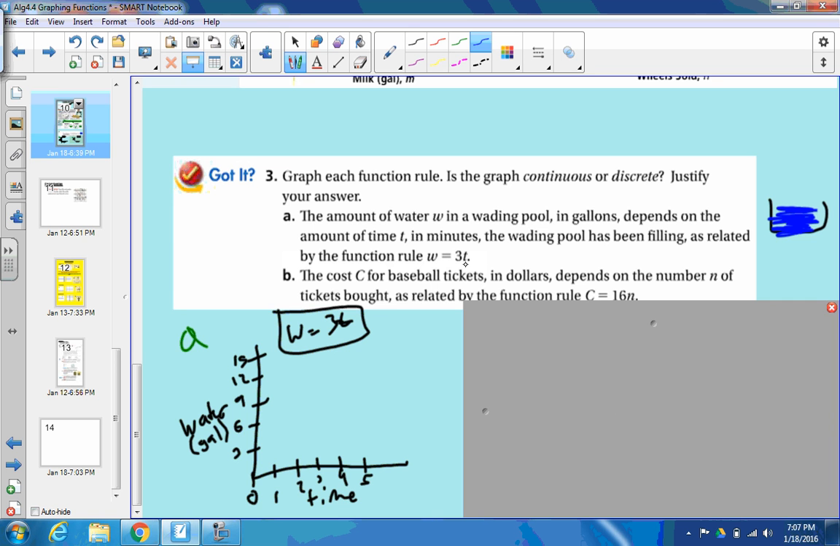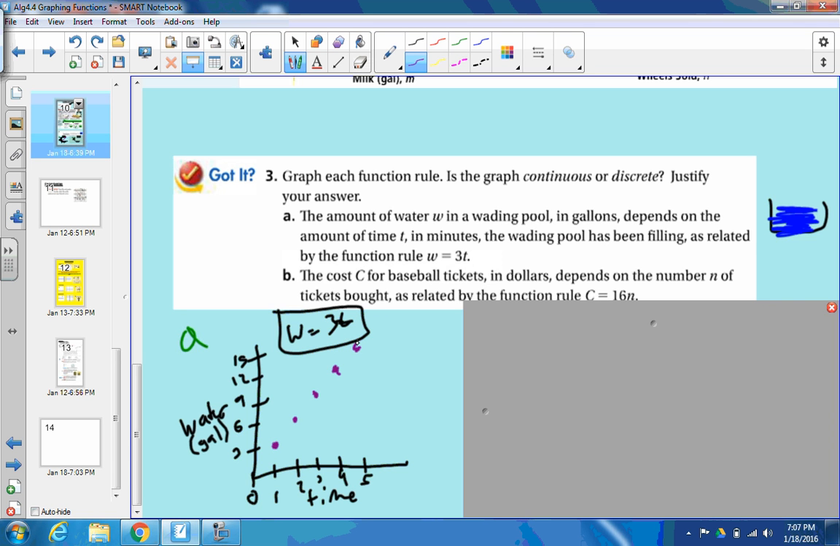And again, if we look at the equation, t is our independent variable, which would be our x-axis, and W is our dependent, which would be our y-axis. So if I were to plot these, you plug in 1 for the time, you get out 3 gallons of water. 2 minutes would be 6 gallons of water. 3 minutes would be 9 gallons of water. 4 minutes would be 12 gallons of water. 5 would be 15, and so on.